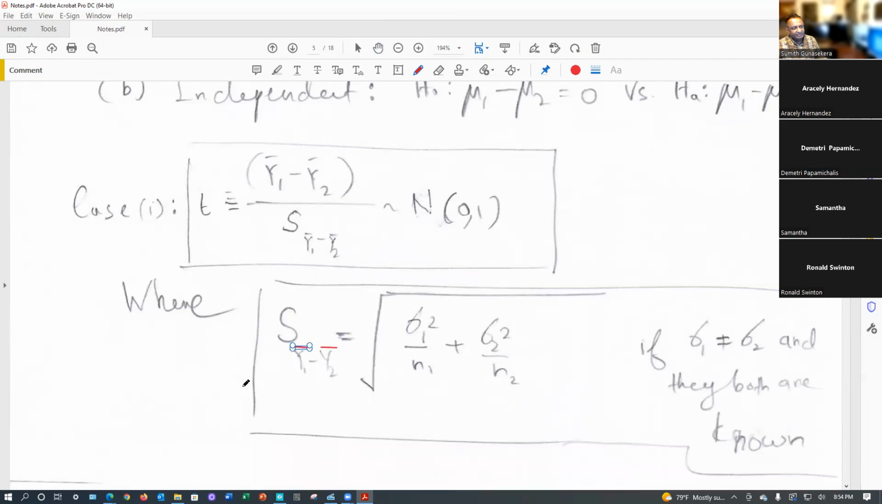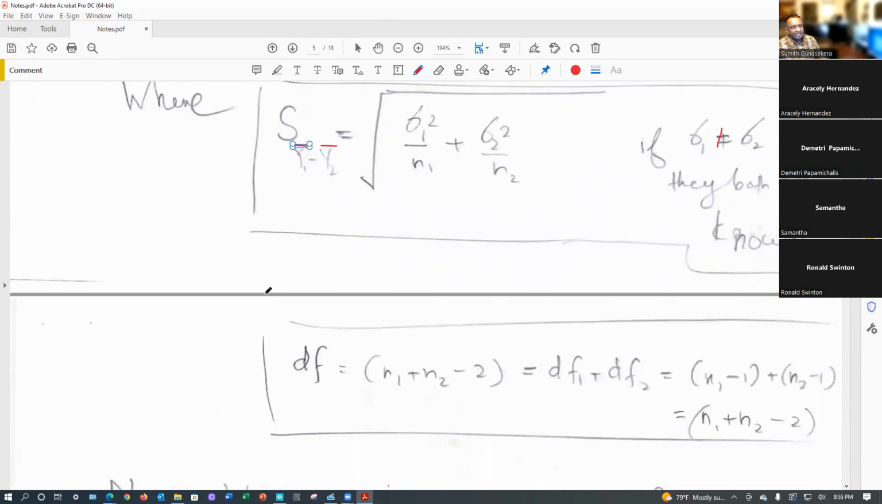It's the standard deviation if sigma 1 and sigma 2 are known, and they are different, and they are known. Then this part is distributed according to the standard normal distribution. But this part is 0, that's why we don't have a mu part. And this difference divided by that one, case 1.